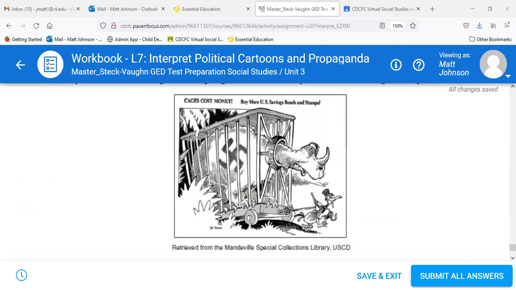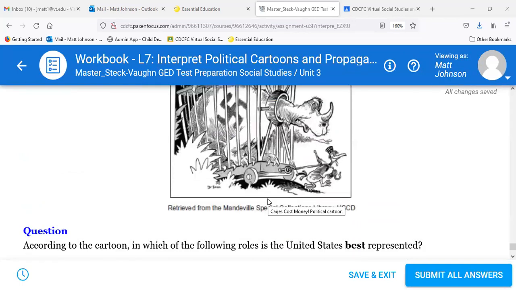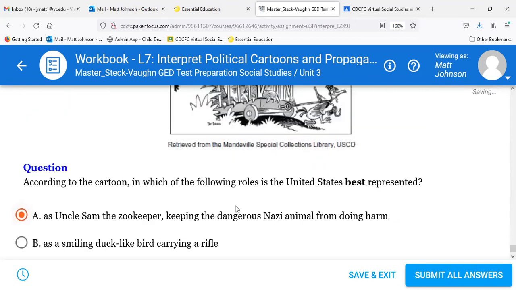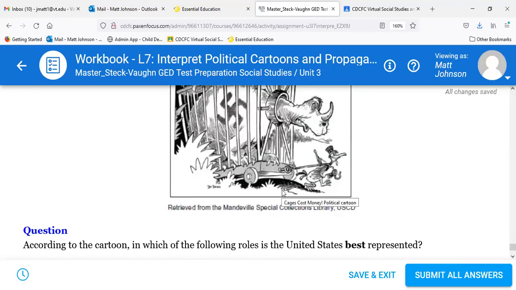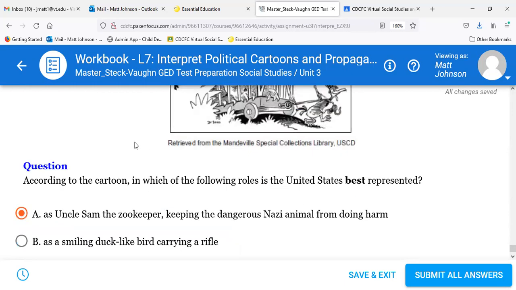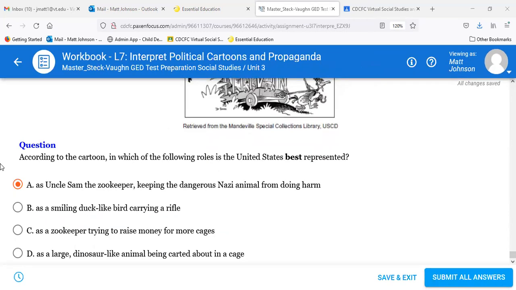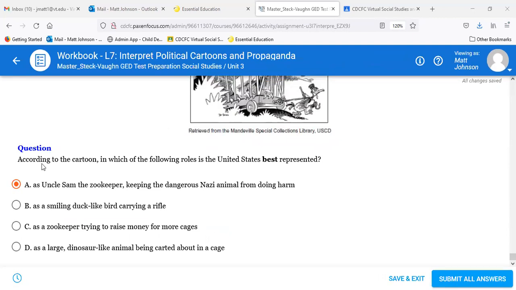United States. So I'm thinking it's the bird that's pulling it. Duck-like bird. Yeah, that was my first guess too when I looked at it, but it's actually A. It's kind of hard to tell, but if you look at his hat, he's got the stars and stripes on it. And he is carrying a rifle, and he is duck-like, but that is supposed to be representing Uncle Sam. It's the United States as the zookeeper, keeping the dangerous Nazis at bay and caged for us. So yeah, A for 16.